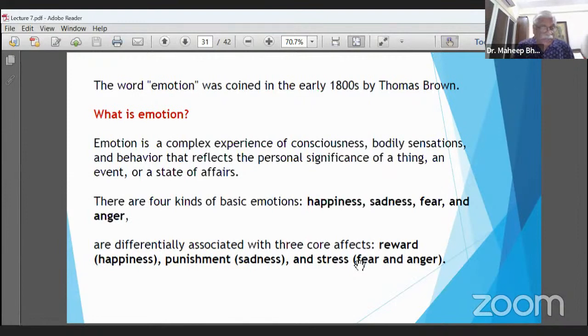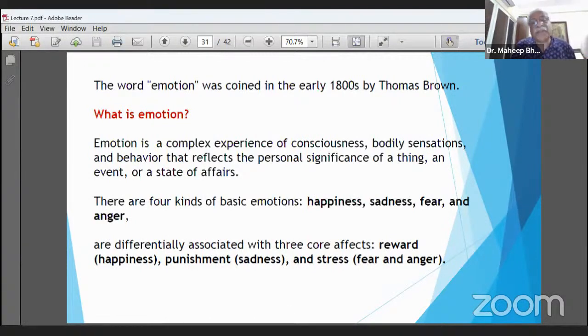Well, this word emotion was actually originated from a French word, émotion, which basically means physical disturbance. And it was first coined by a person called Thomas Brown in 1800.